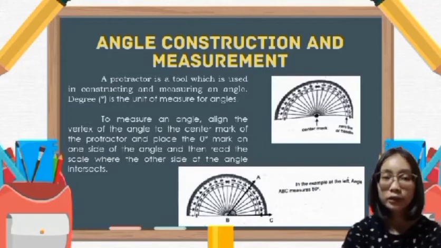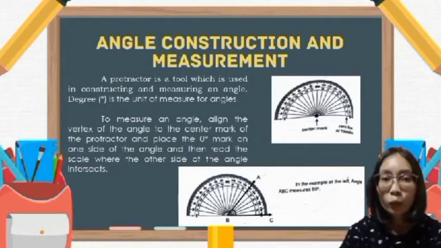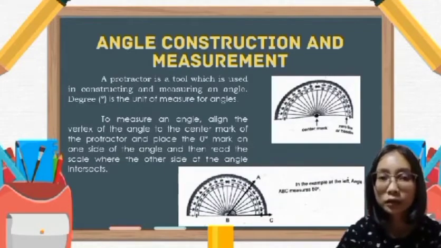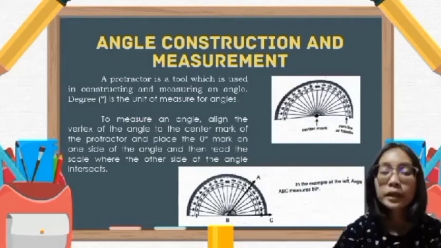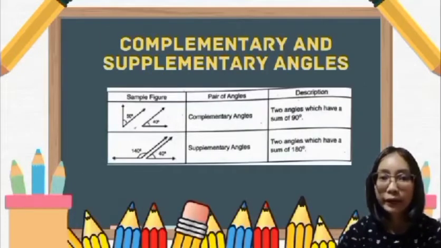To measure an angle, align the vertex of the angle to the center mark of the protractor and place the 0 degree mark on one side of the angle, and then read the scale where the other side of the angle intersects. Next is the complementary and supplementary angles.